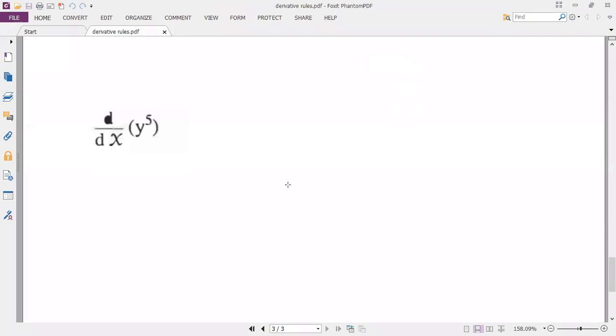Here is the last example in our session. I want to find d over dx of this function, so we are differentiating with respect to x. What is the derivative of y raised to the power of 5? It's 5y raised to the power of 4, then find the derivative of y with respect to x. It's dy over dx. So the differentiation of d over dx of y raised to the power of 5 is 5y to the power of 4 multiplied by dy over dx.